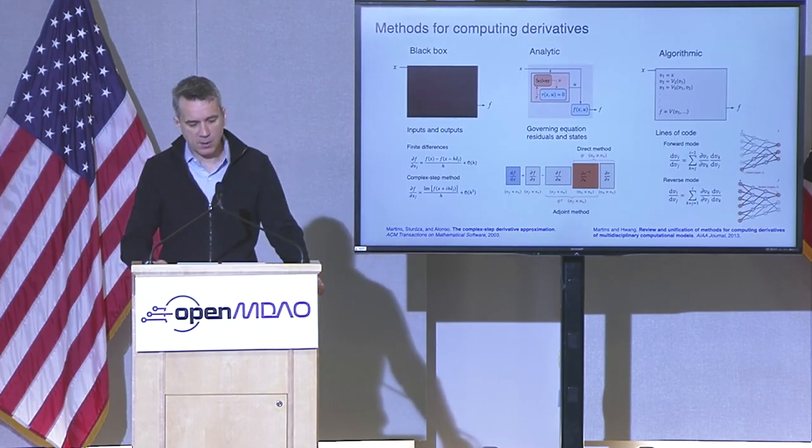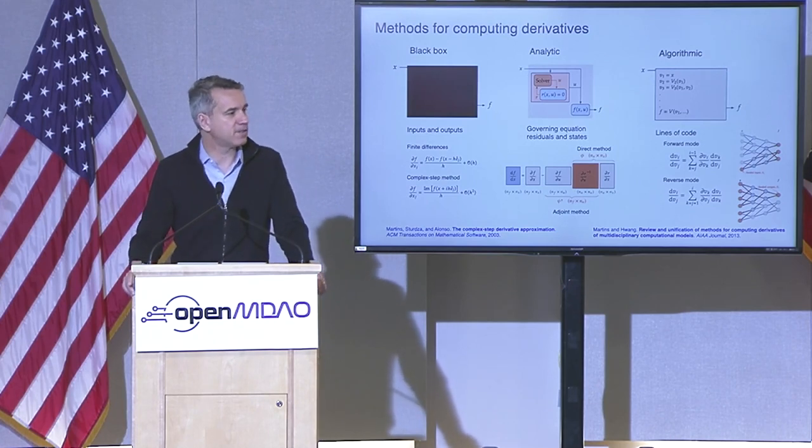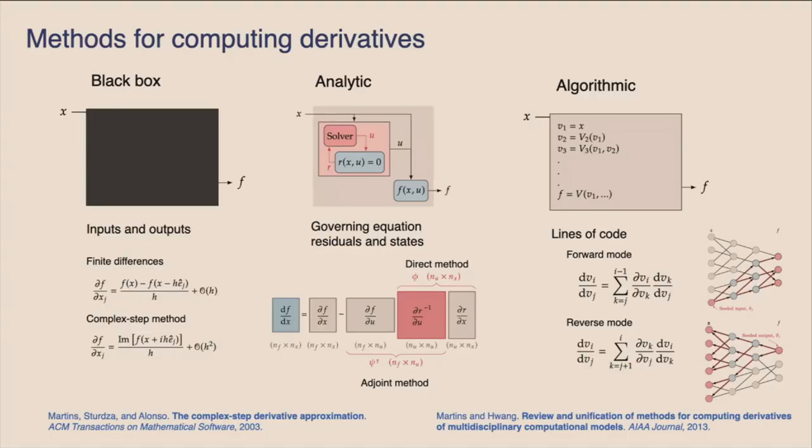So just a quick overview of methods for computing derivatives, right? If you have a black box, all you see is an input and output. You control the input, you see the output. All you can do is finite differences, maybe the complex step if the code runs in complex mode. Then you open the box. Let's say you open the box, you understand what the equations are. So that's the column in the middle there. You know how the solver works, what the solver solves for, what functions are computed, what the residuals are.